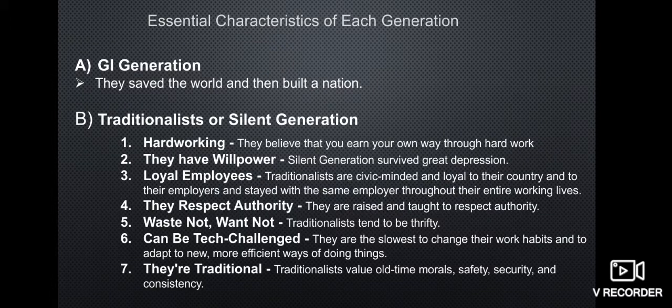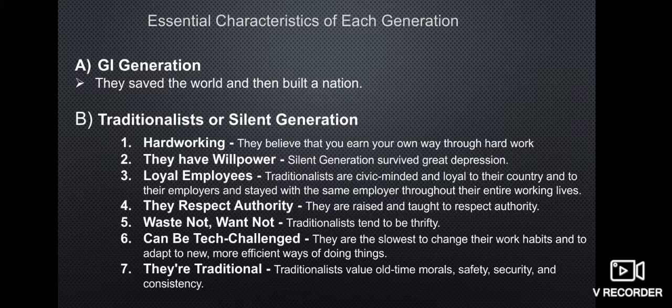Essential characteristics of each generation. GI generation: they saved the world and then built nations. Letter B, traditionalist or silent generation. First, hardworking. They believe that you earn your own way through hard work. Second, they have willpower. The silent generation survived the Great Depression. Third, loyal employees. Traditionalists are civic-minded and loyal to their country and to their employers, and stayed with the same employer throughout their entire working lives.